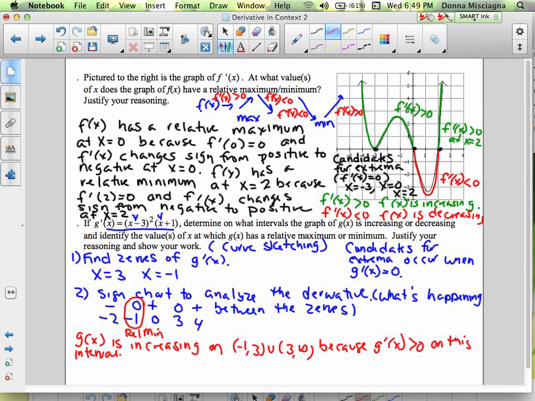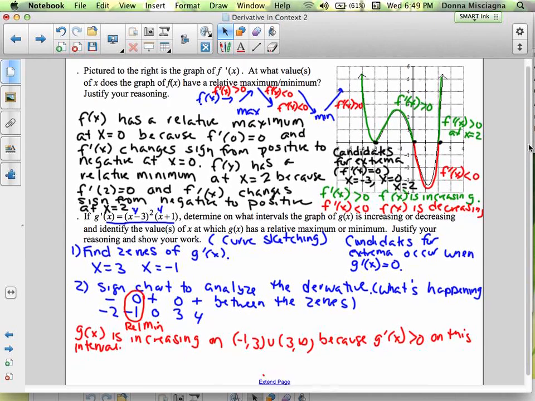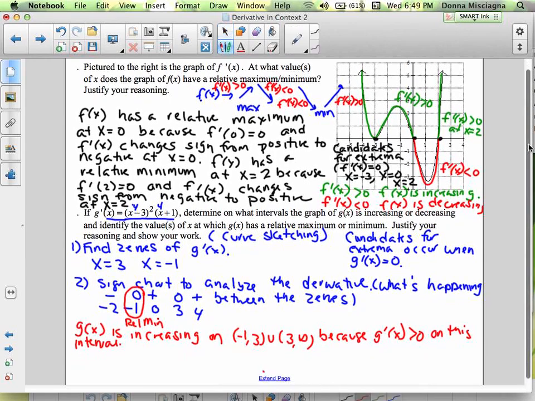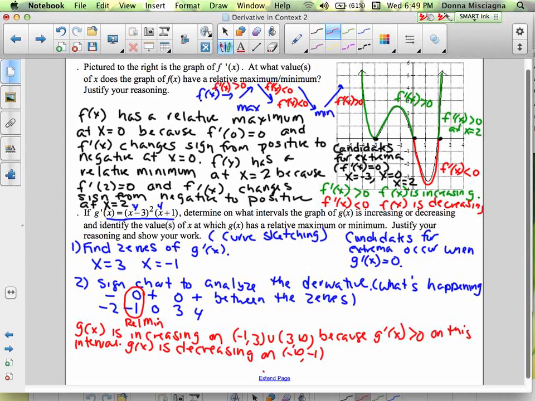Hope I have enough space. I think I may need to extend the board just a little bit. That might be enough. And then g of x is decreasing on, and so everywhere where the derivative is negative. So negative infinity to -1. -1 is where we switch. And that is it. Because g prime of x is less than 0 on this interval.